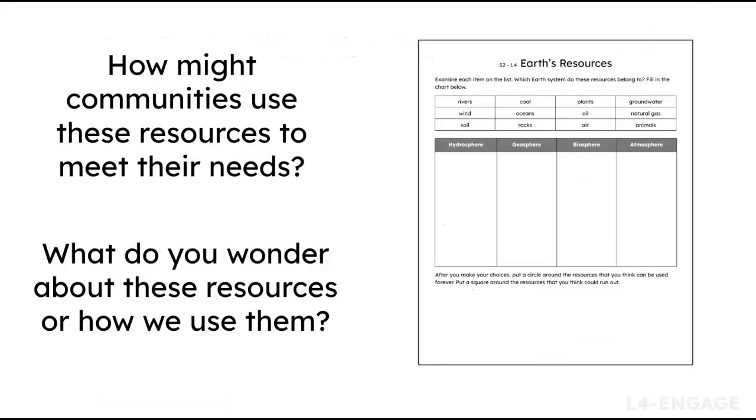For the Engage portion, you'll direct students to Earth's Resources Student Journal page and ask them to sort the items from the list into the 4-column chart using the categories Hydrosphere, Geosphere, Atmosphere, and Biosphere. You'll ask students how communities might use these resources to meet their needs and what they wonder about these resources or how we use them.